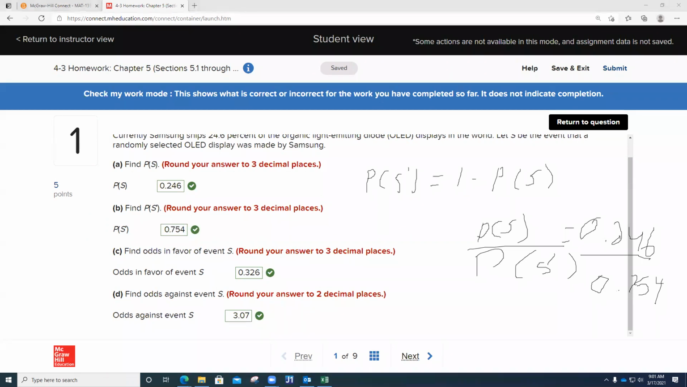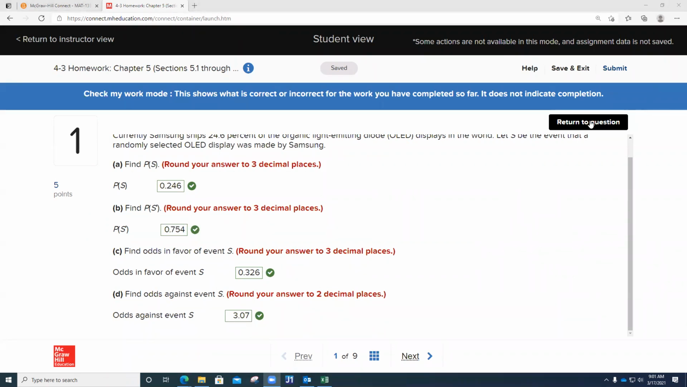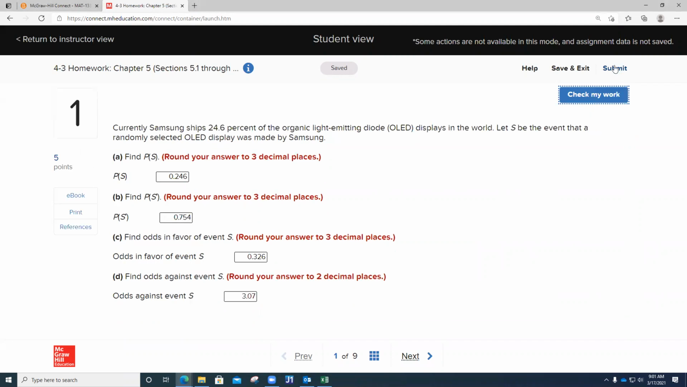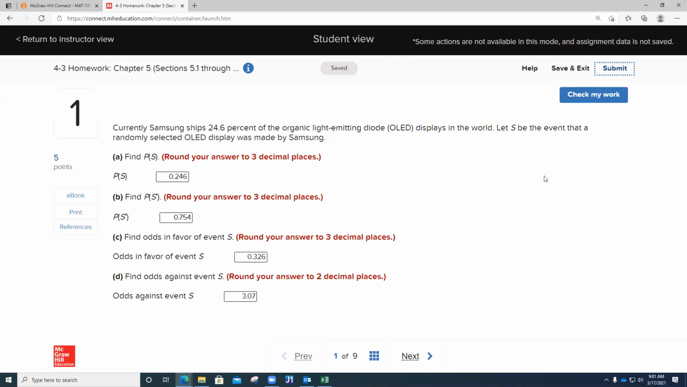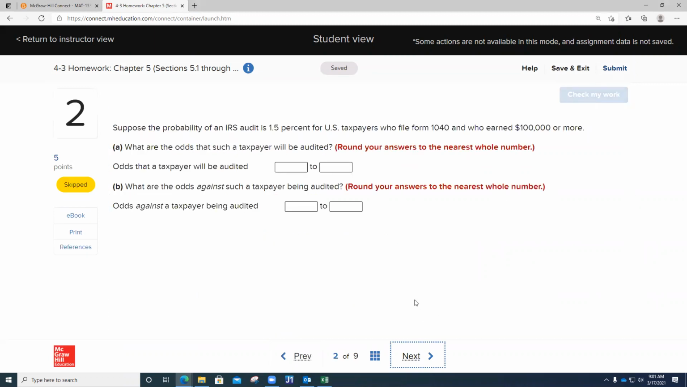I'll clear my writing here so we can go into the next one. Return to the question. And always remember to hit, no, not submit, sorry. You can hit save and exit, or just hit next. There we go. Submit is at the end.